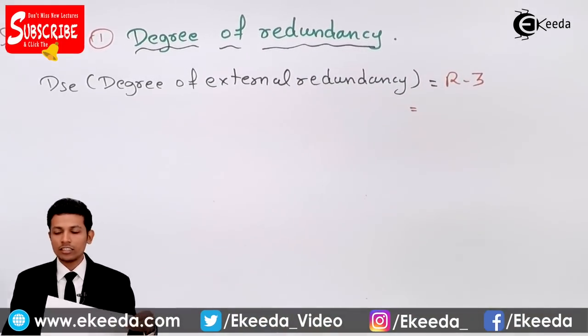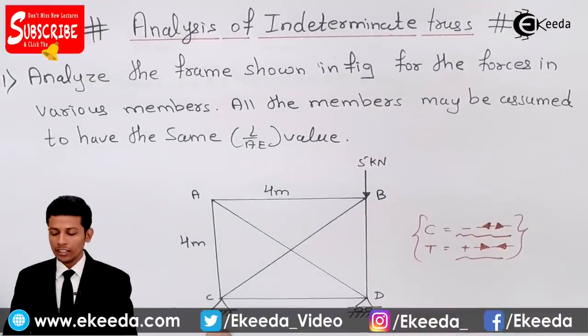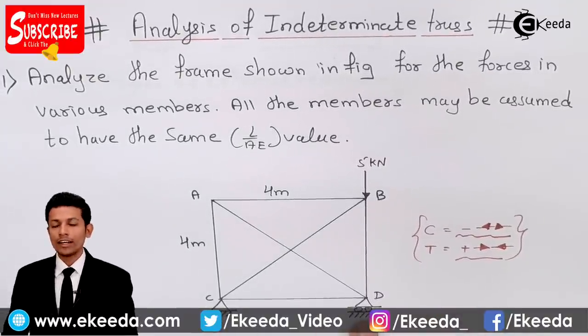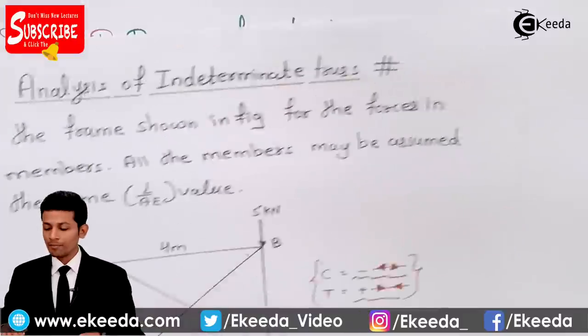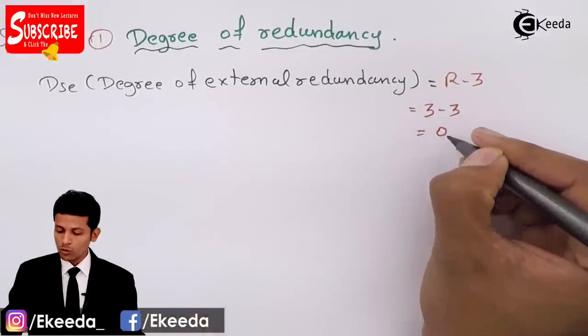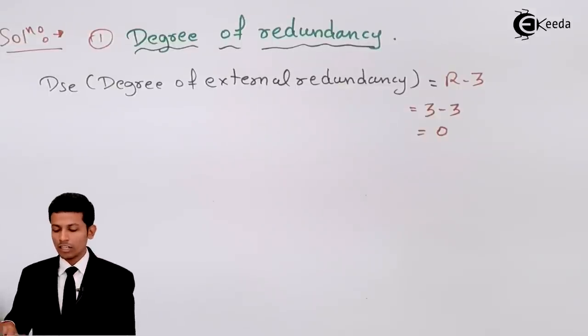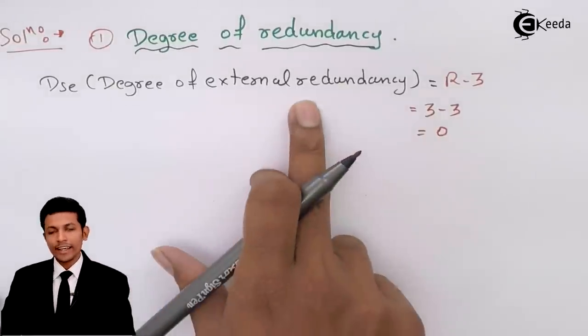Now just see the question. How many reactions do we have? This is a hinge, it has two reactions. This is a roller, it has one reaction. Means R will be 3. So this will be 3 minus 3 equals 0. Means degree of external redundancy will be 0, means our structure is stable externally.